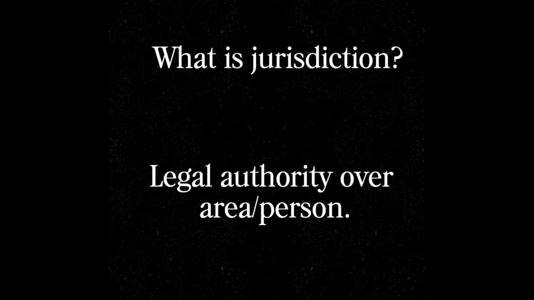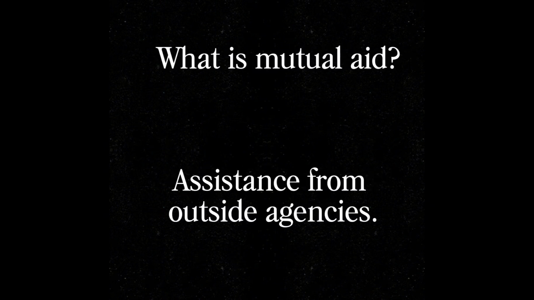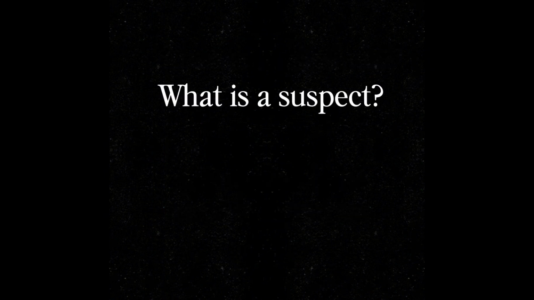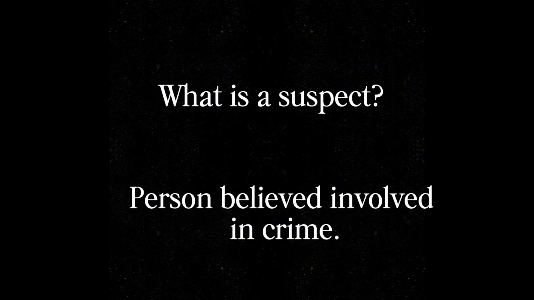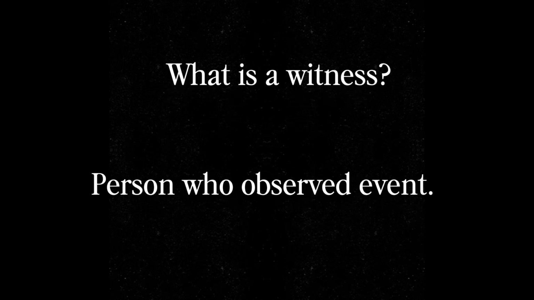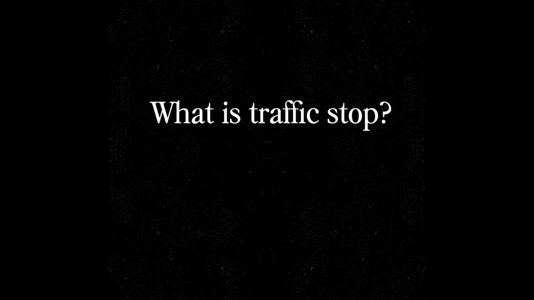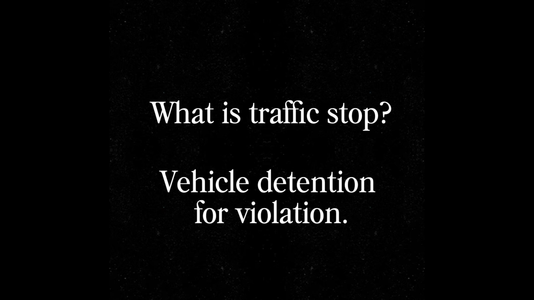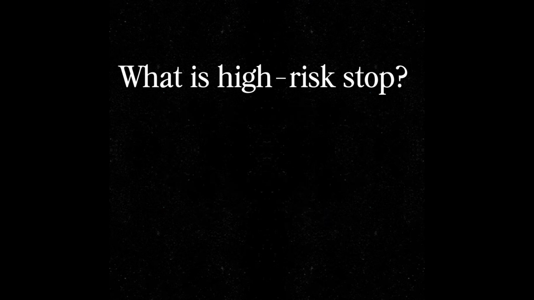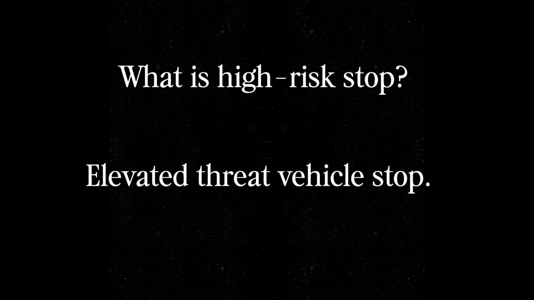Legal authority over area or person. What is mutual aid? Assistance from outside agencies. What is a suspect? Person believed involved in crime. What is a witness? Person who observed event. What is a victim? Person harmed. What is traffic stop? Vehicle detention for violation. What is high-risk stop? Elevated threat vehicle stop.